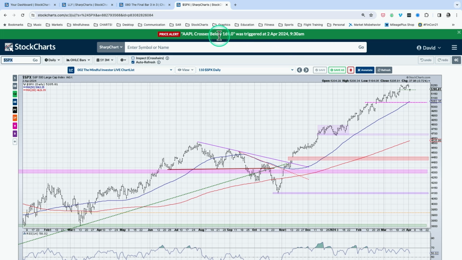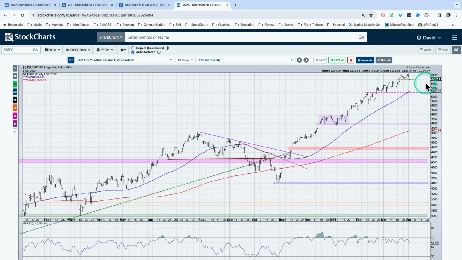So I got a trigger right out of the open. My cell phone lit up saying Apple had crossed below my level of support that I'd laid out there. So make sure you're using our alert functions if you have not done so yet.